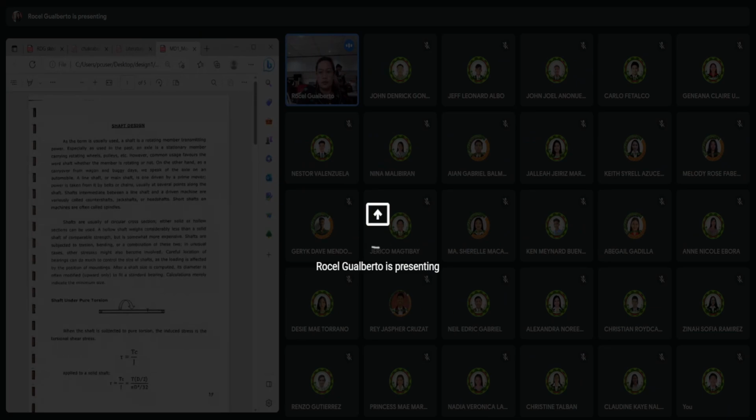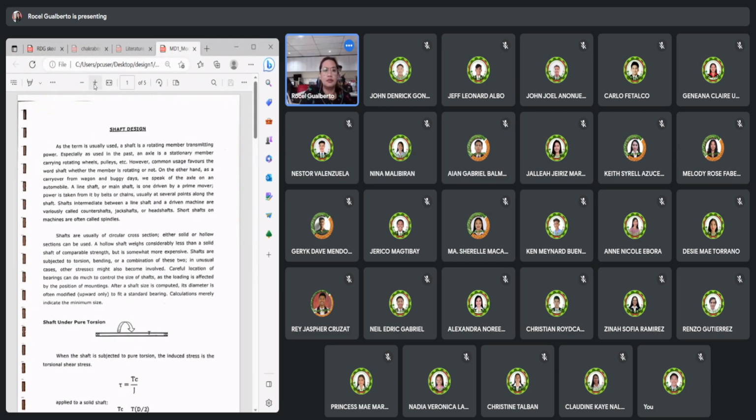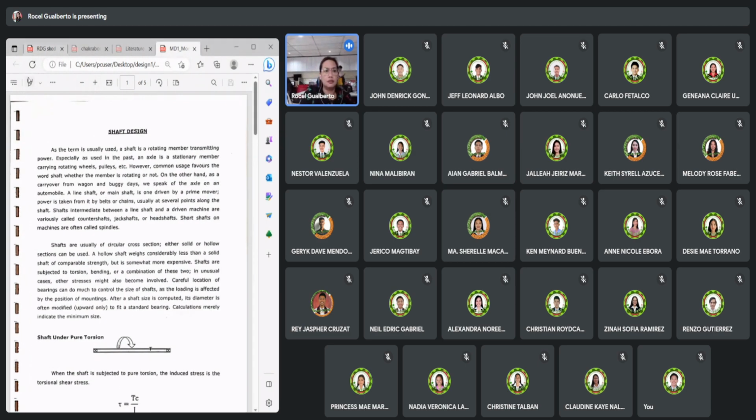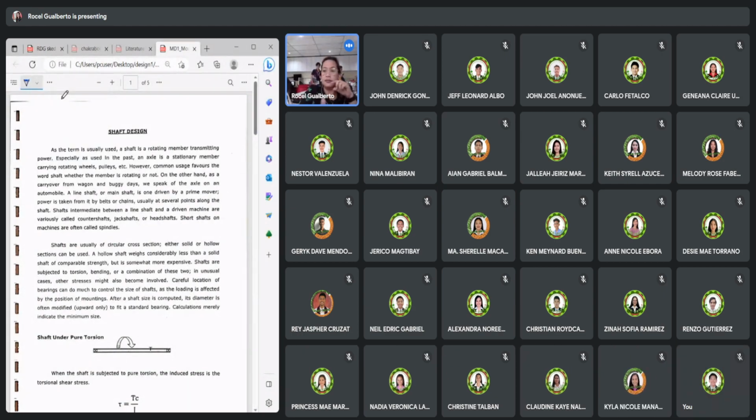So ito ang ating naging findings for basic. Now, so this can be applied sa problem na ating kahapon. Tingnan natin problem na yun. Okay, so let us have now the design of the shaft. Okay, so how do we design the shaft?